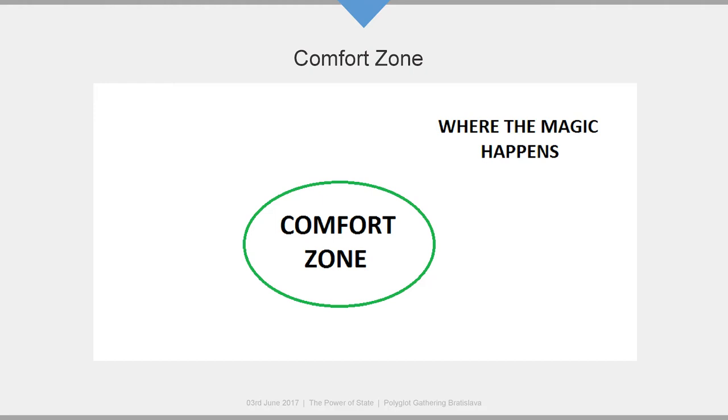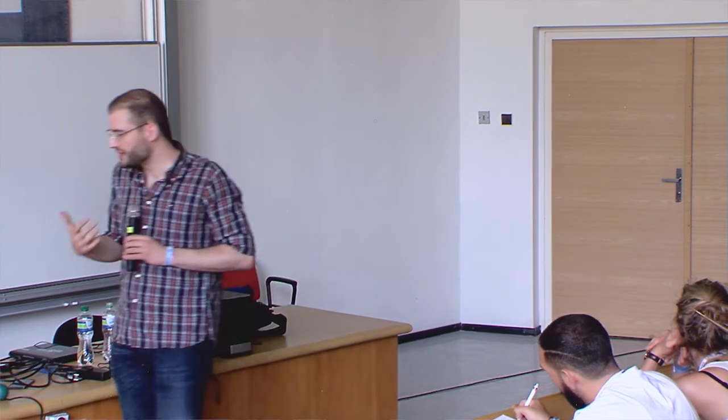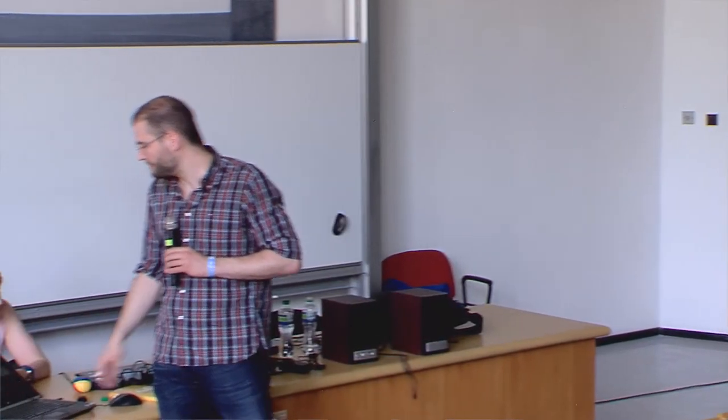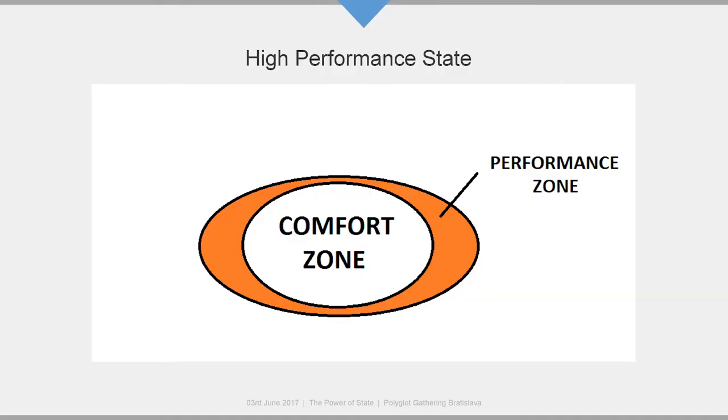A very famous picture about the comfort zone is basically a circle containing the words comfort zone. Then you have the area outside the comfort zone, and some people say that's where the magic happens. So what I'm suggesting is to modify that picture a little bit and call it high performance state.